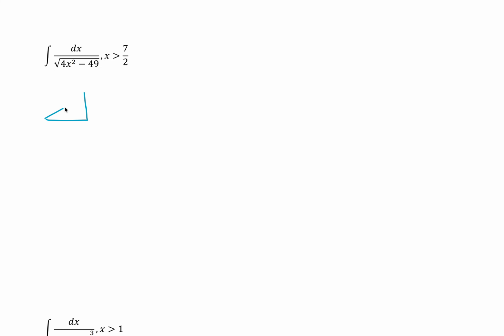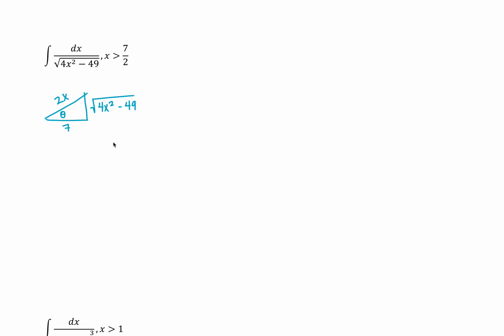So let me draw out my triangle. If this is theta, I'm going to have the square root of 4x squared minus 49 as one of my legs. If I take the square root of 4x squared, I get 2x, and that's the length of my hypotenuse. The square root of 49 is 7, and that's the length of my other leg. So now I've got my triangle labeled.